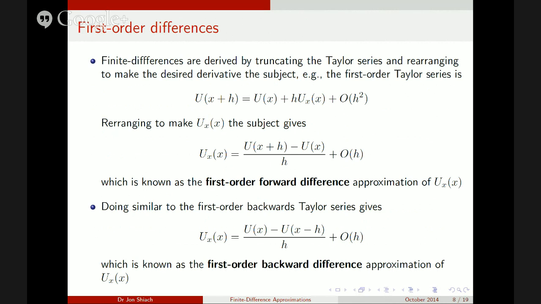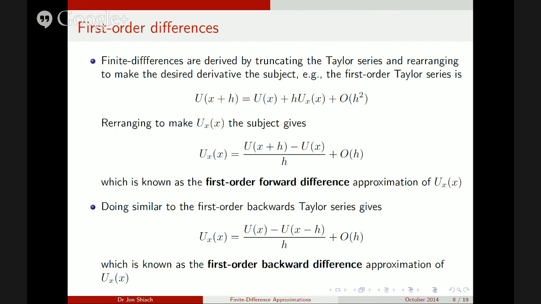What I can do is rearrange this to make the derivative of u the subject. Simple algebra gives me this. Note that the order h squared has been divided throughout by h, so instead of order h squared, we've got order h. This is what's known as the first order forward difference.